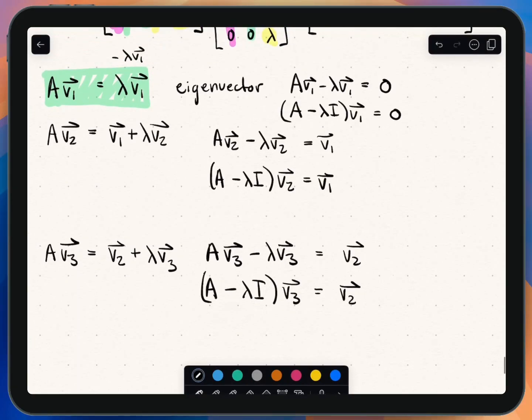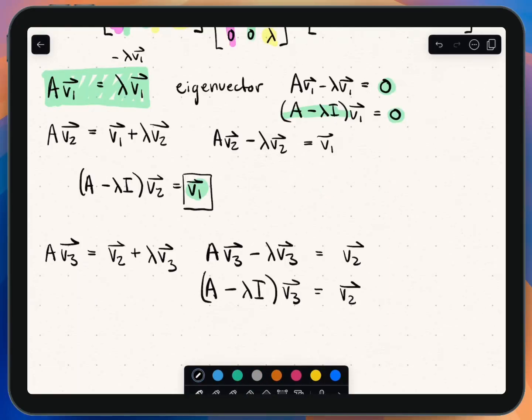Well, what we can see is that for the normal eigenvector, this equation is going to turn out to be 0. But for the generalized eigenvector, we're not looking for a vector that multiplied by this thing is going to get us 0, but actually it's going to get us the previous eigenvector. And now here's the even cooler part. So this whole thing is v1. I can actually substitute it back for v1 up here.